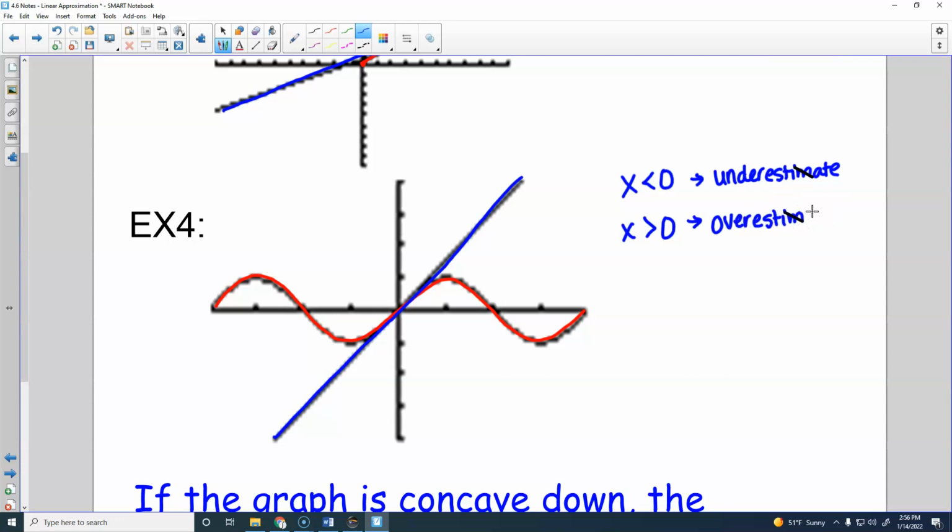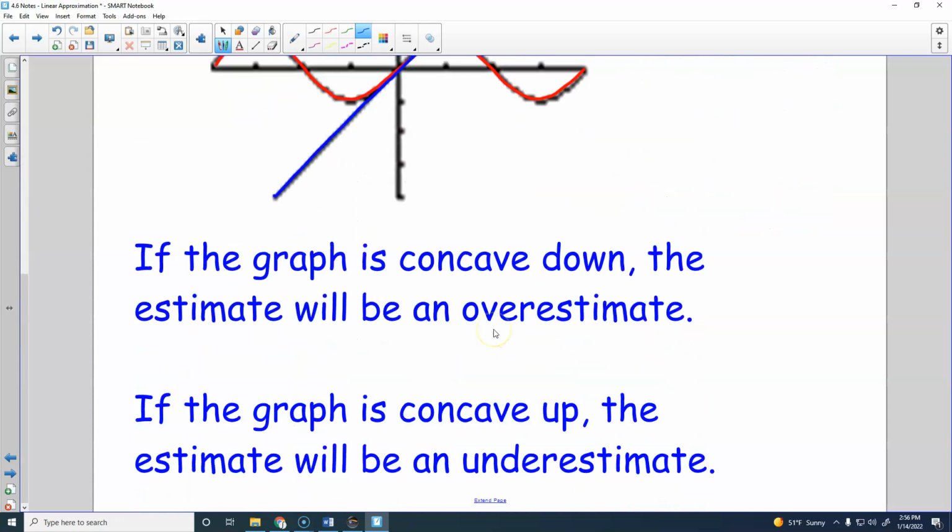Just for this problem. Okay, so x less than 0 and x greater than 0 is only for this problem. But what is written below this is universal truth. So this you do want to accept as universal truth. If the graph is concave down, the estimate will be an overestimate. If the graph is concave up, the estimate will be an underestimate.